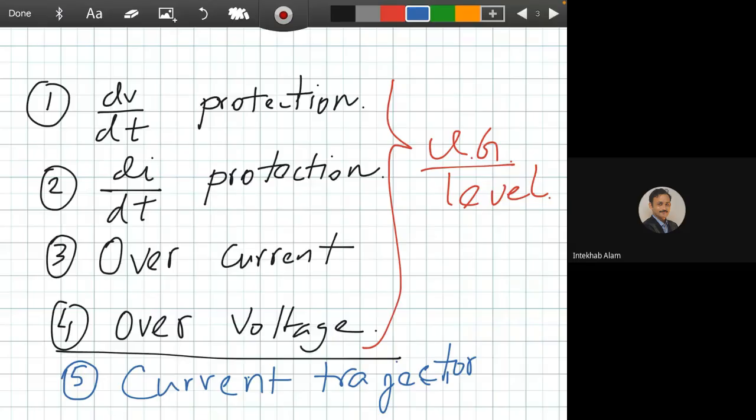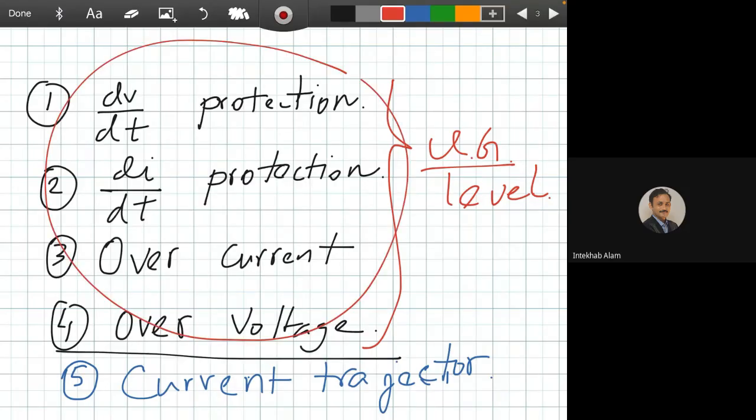So now we'll study these 4 points: DVDT protection, how we can do it; DIDT protection, over voltage protection, and over current protection. Okay, 4.